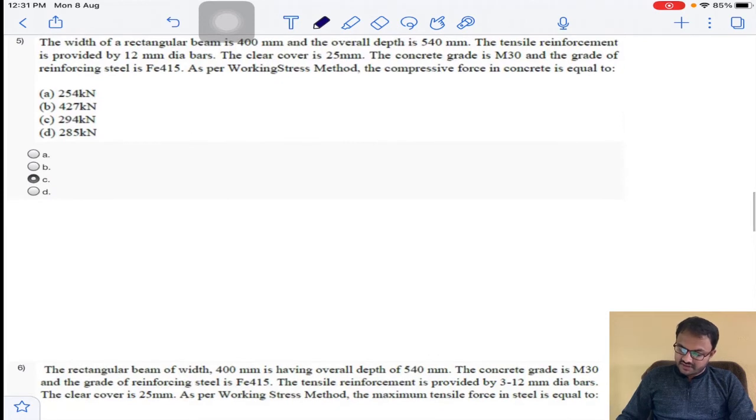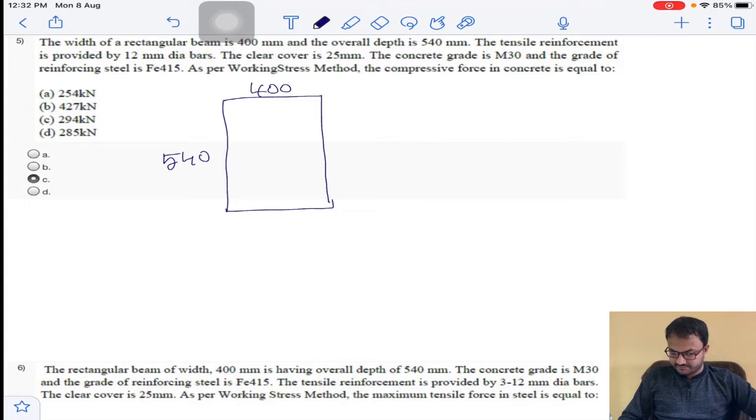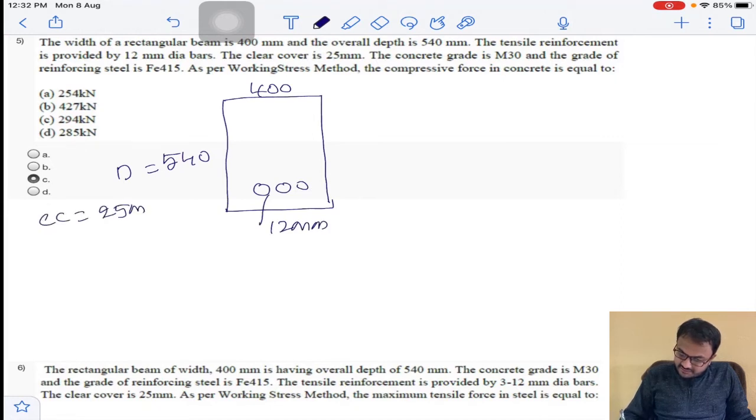Next question. The width of the rectangular beam is 400 mm and overall depth is 540 mm. The dimensions are same as the earlier problem. So this is 400 mm and 540 mm, and this is capital D. Now he has given the diameter of bars as 12 mm, clear cover is 25 mm, M30 grade concrete, same story, Fe415.